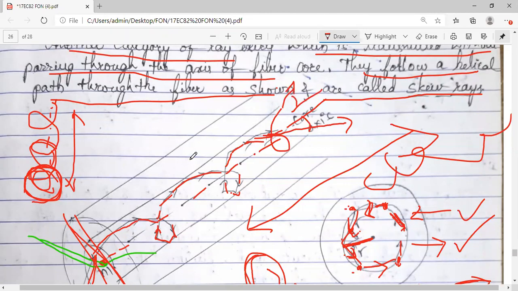So the point of emergence of skew rays from the fiber into the air all depends on ये अंदर कितनी बार loops रहेंगे, how many number of reflections that they undergo inside the fiber. So उसके ऊपर वो dependent रहेगा.